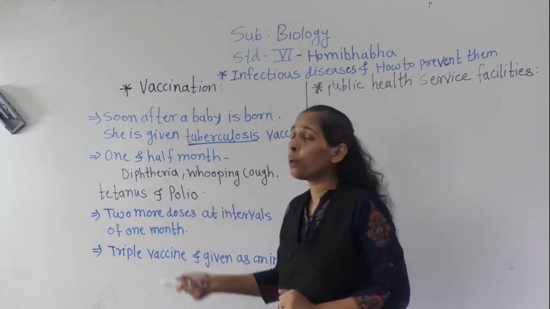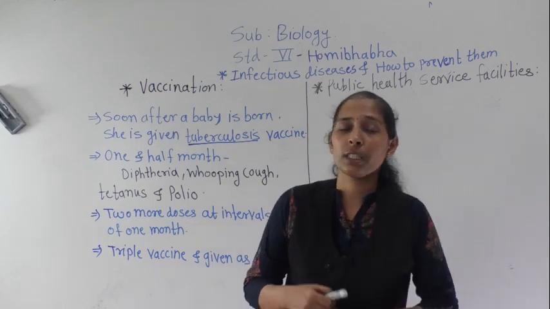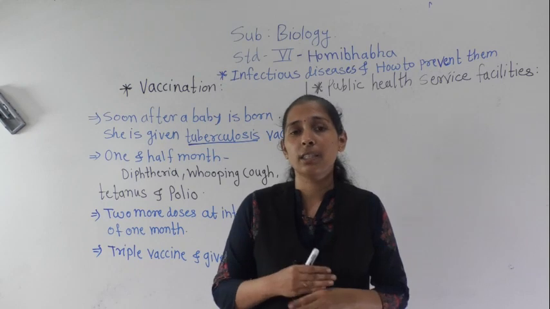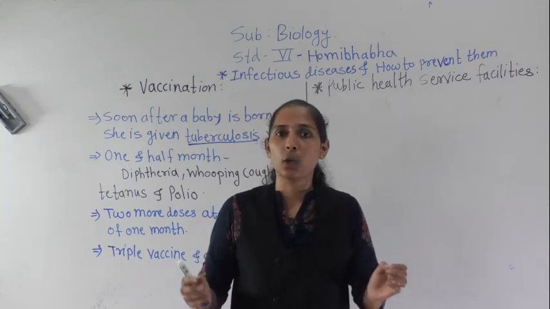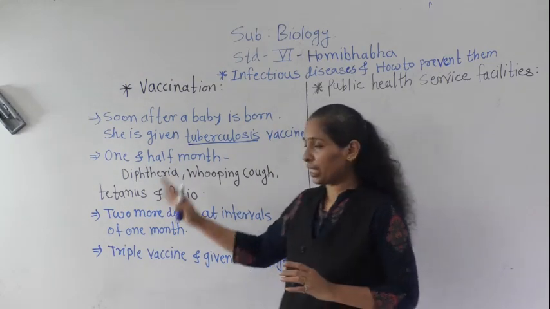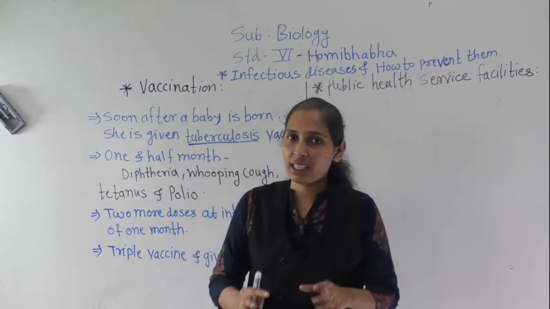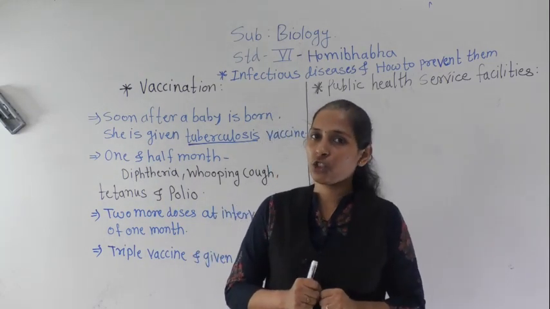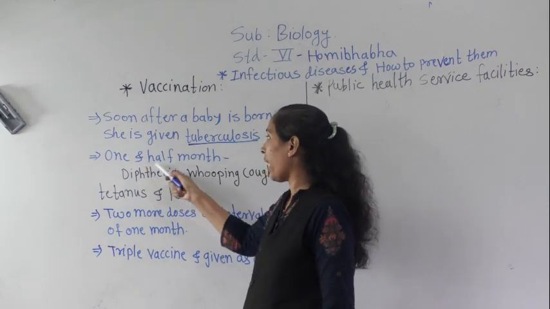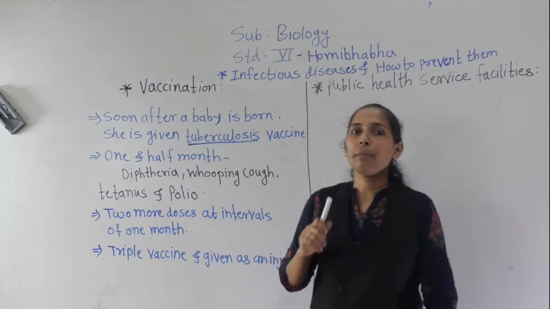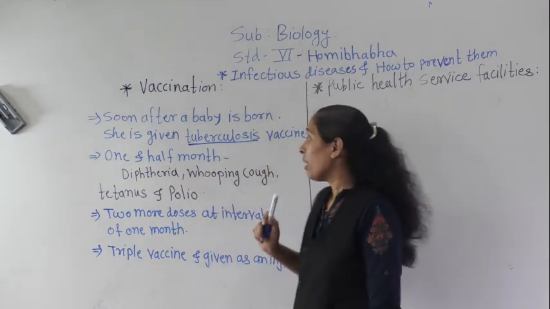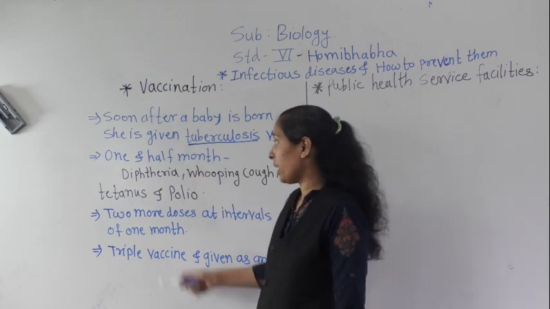Next one is polio. As we know, in polio certain organs or body parts stop moving. So for all these different diseases, one vaccine is given to the children. At what age? At the age of 1.5 months. So when the baby becomes 1.5 months old, the baby is given the vaccination against which diseases?